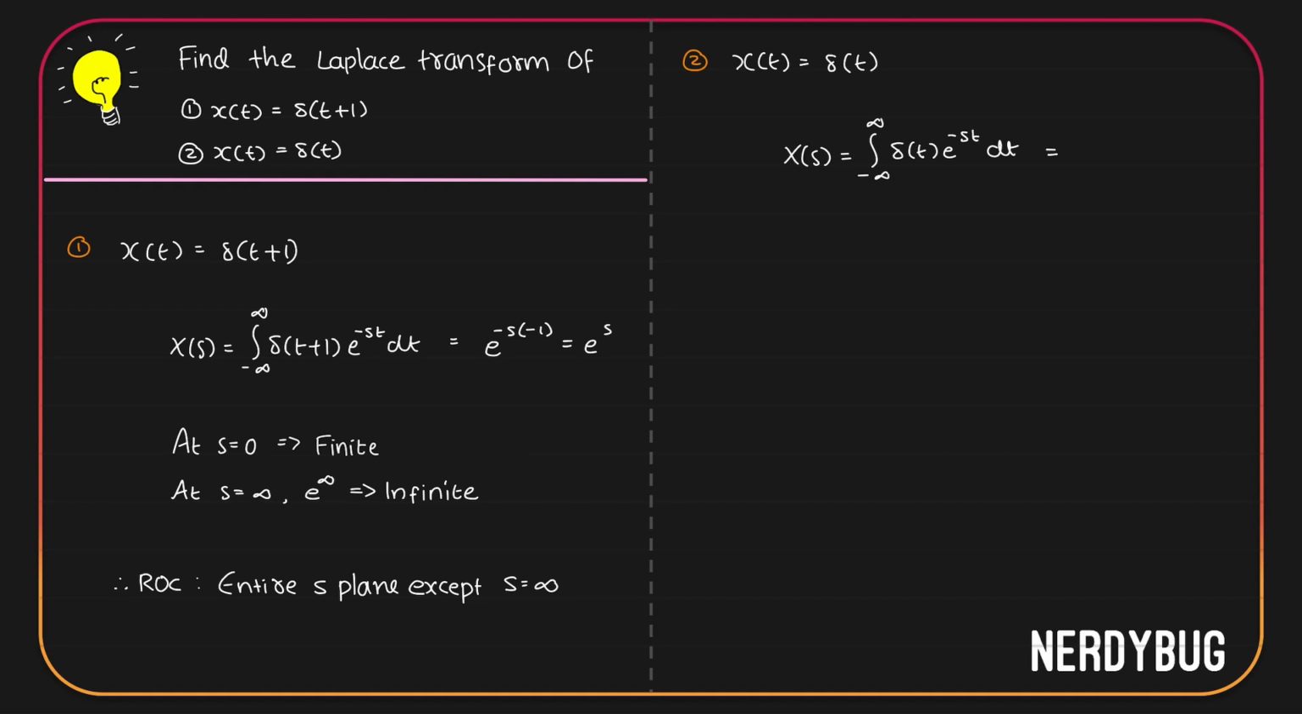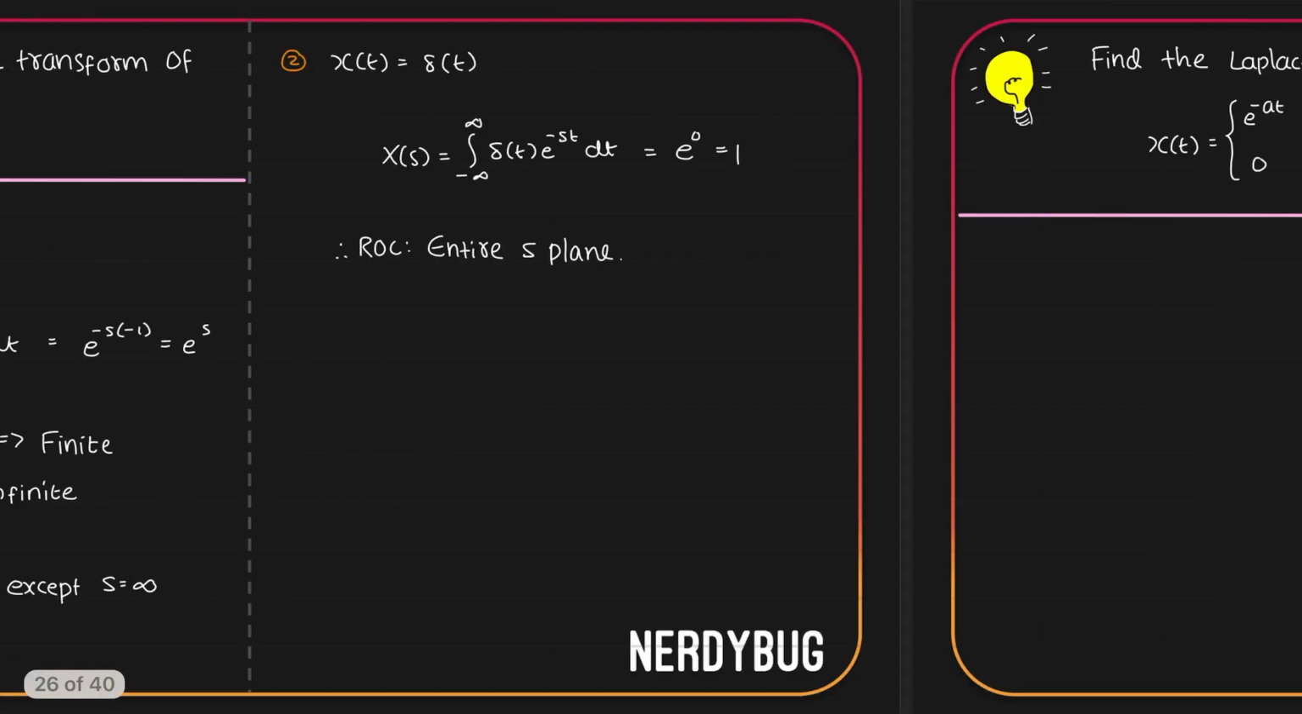At t equal to 0, delta(t) is 1. e^(-st) is e^0, which is equal to 1. So X(s) is 1 for any value of s. That means the ROC of the impulse function is actually the entire S-plane.